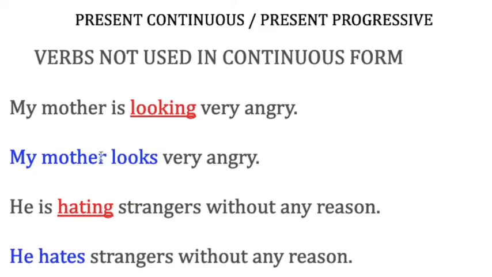Alright. Similarly, like, my mother is looking very angry. You avoid saying that. We do not use this verb form of look in the continuous form. Rather we say, my mother looks very angry. Simple present tense. But the continuous form will not be used. He's hating strangers without any reason. He's hating. No, he hates strangers without any reason.